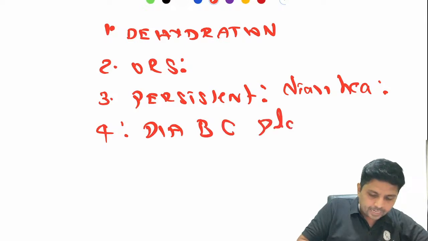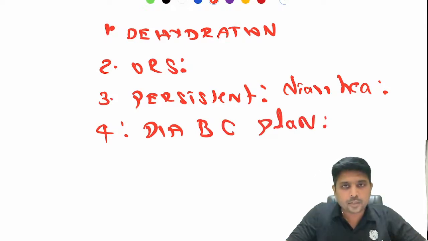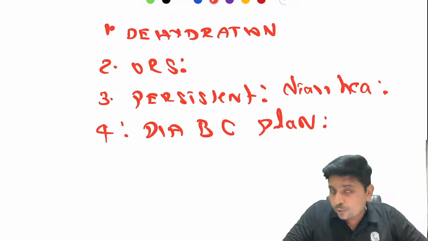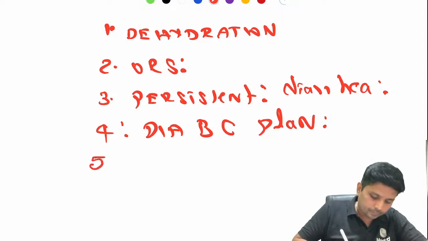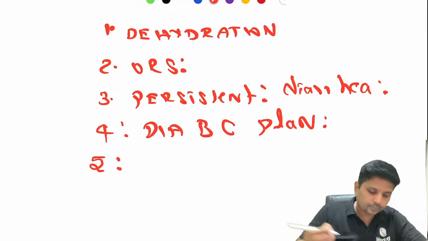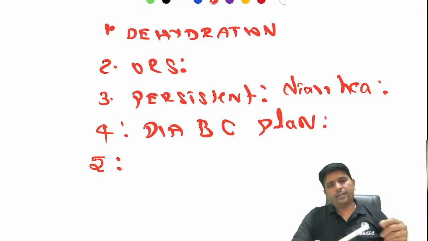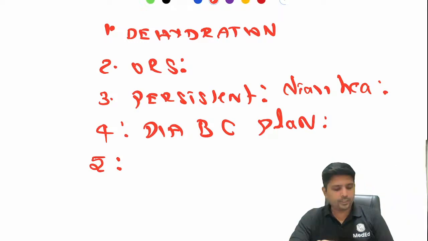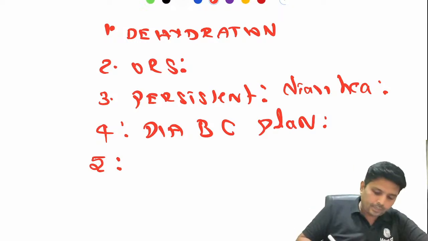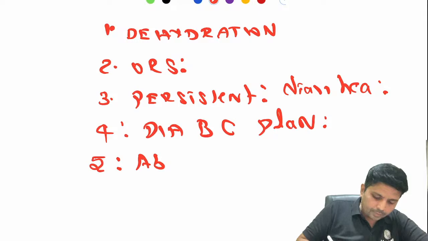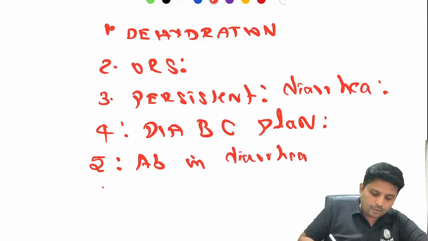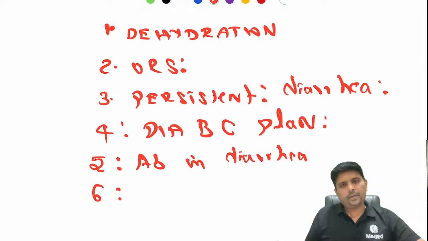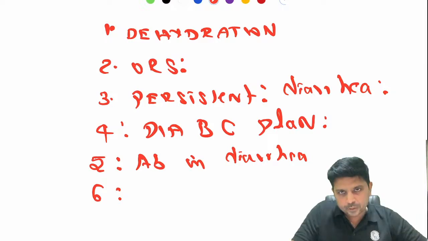Diet A plan is a low lactose diet. Diet B plan is a lactose free diet. Diet C plan is a monosaccharide based diet. Dehydration, ORS, persistent diarrhea, Diet A, Diet B, Diet C plan. And then when you will use antibiotics in diarrhea. These are all the things that we have discussed so far.